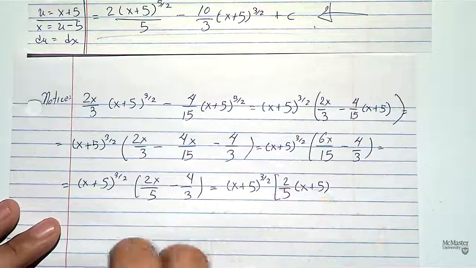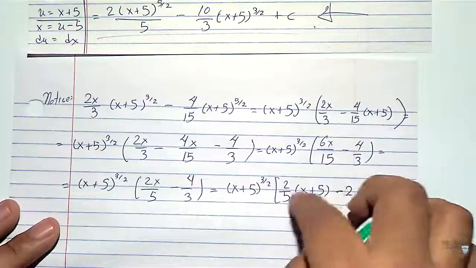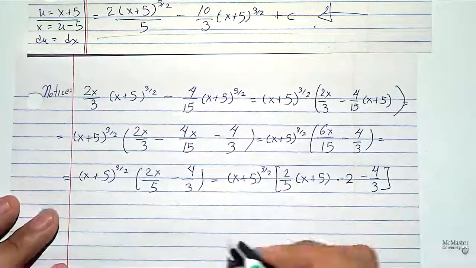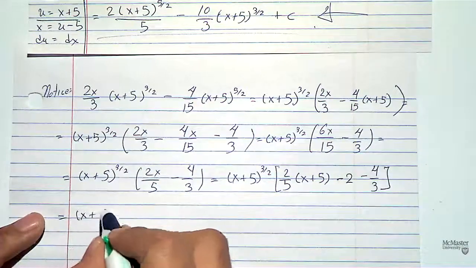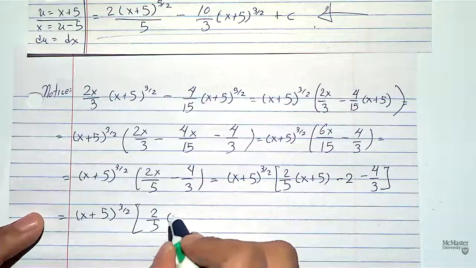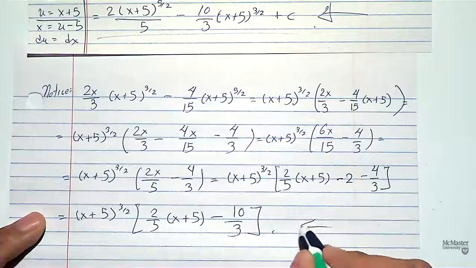So you're going to add and subtract the same number, which is a 2. So this is plus minus 2, so it doesn't matter. Minus 4/3. And then what you would have is x plus 5 to the 3 halves multiplying 2/5 of x plus 5 minus 10 over 3. And that is the final solution.